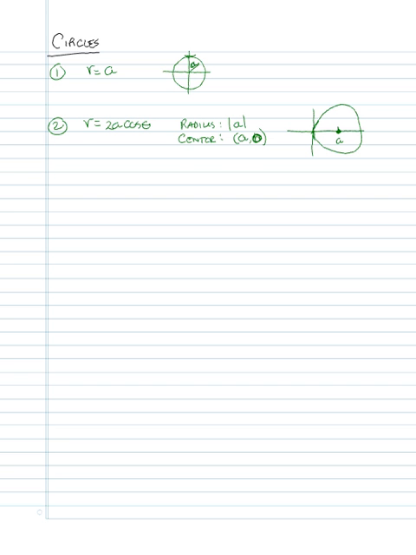Now, we could also involve a sine theta rather than a cosine theta. So another possibility would be r is equal to 2 times, we'll say, b sine of theta. Now, again, here we will have a circle, and the circle will have a radius that's the absolute value of whatever that number b is. And the center of this circle will be 0, comma b, which means it's actually on the y-axis rather than the x-axis.